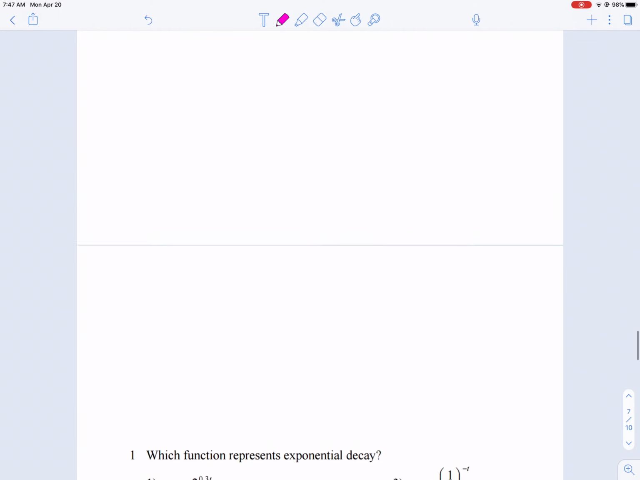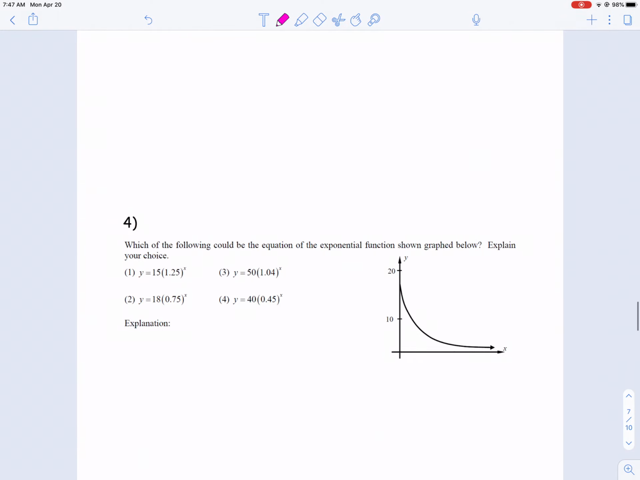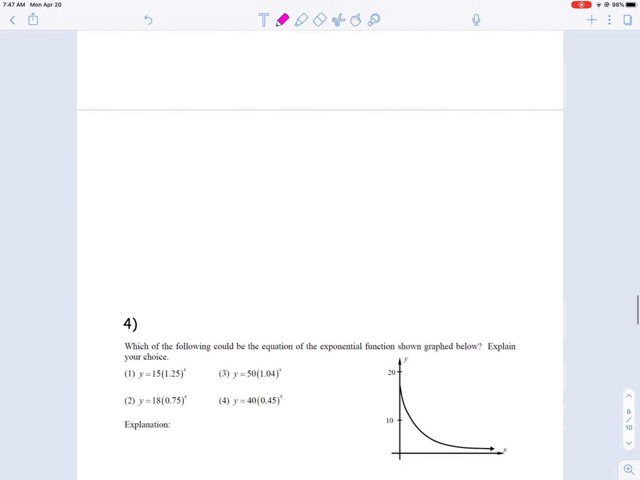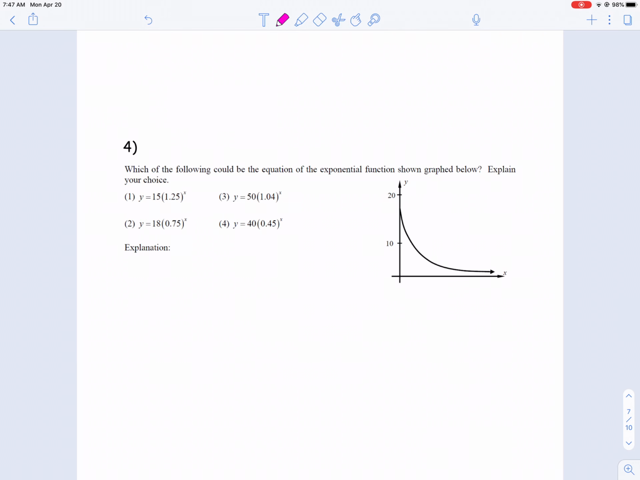I think I'm going to let you do those last 3 on your own. They're just all multiple choice. Be careful. You could do it. Use your calculator and practice.